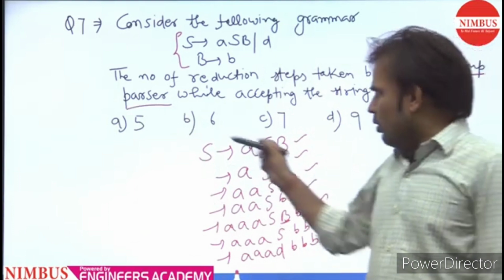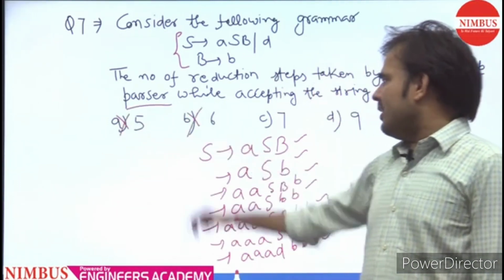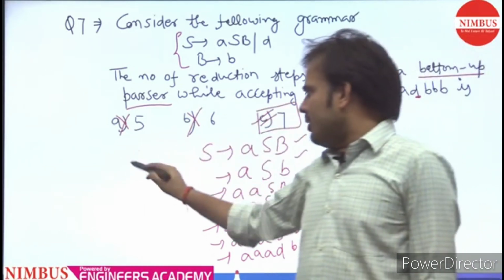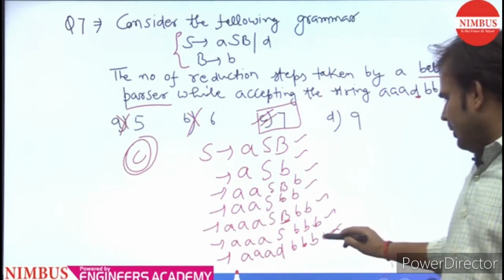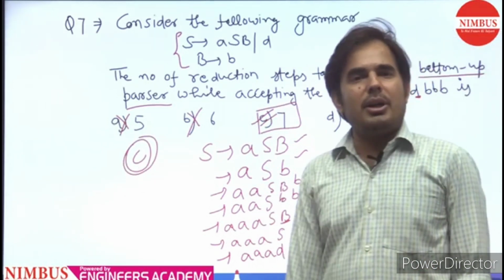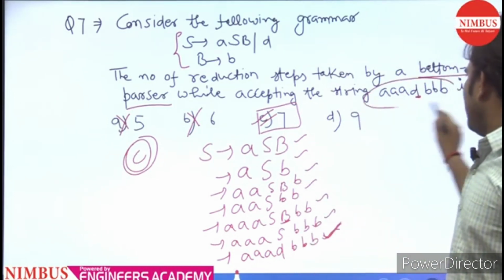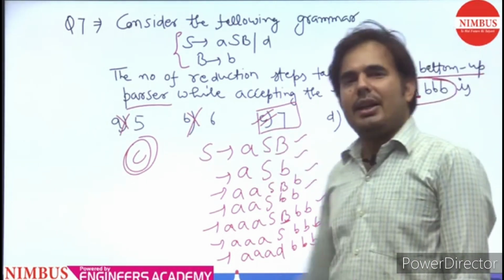Okay guys, so option A, 5 reductions, no, wrong option. Option B, 6 reductions, no, wrong option. Option C, 7 reductions, yes. Option C is correct here, because we saw how many reduce actions we have to perform by using the bottom up parser, 7, to generate this string. So yes, option C is correct here.